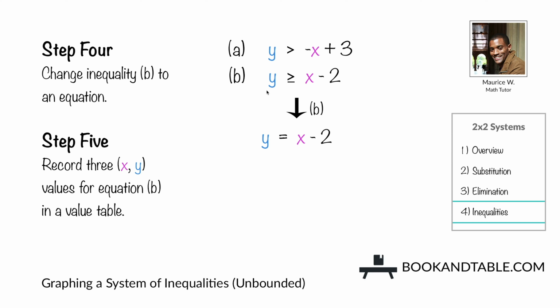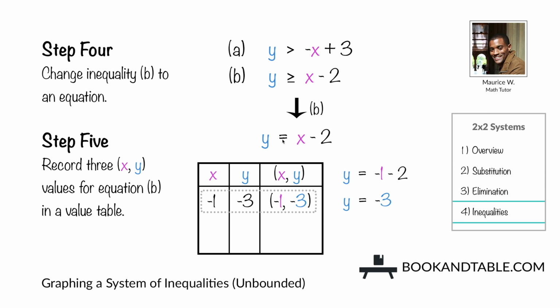So step 4, change inequality B to an equation. So we change our inequality sign to an equal sign. And now step 5, we want to record 3 xy values for equation B in a value table. We'll plug in -1, 0, and +1 for x, and then we'll record the resulting y value. So when x is -1, we get y is equal to -1 minus 2, which is equal to -3. So when x is -1, y is -3.